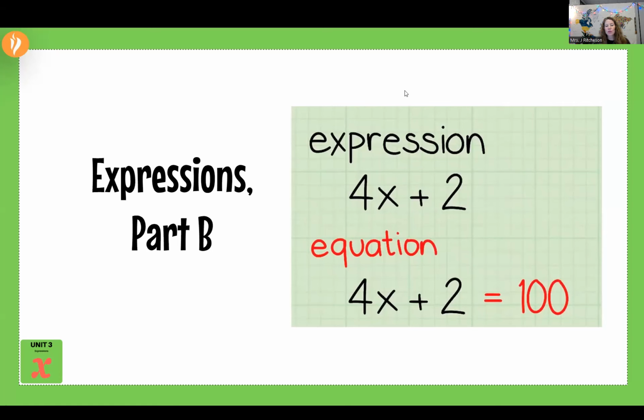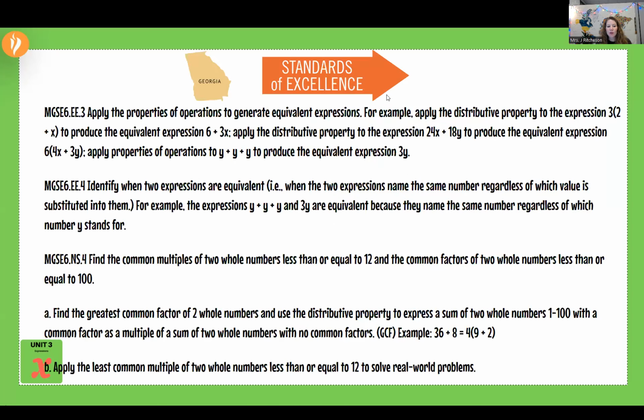This week we are going to start off by talking about algebraic expressions. We started this last week. We're going to continue with it. These are our standards, and these are our learning targets.